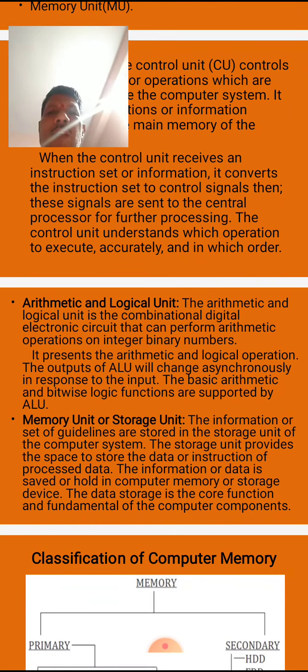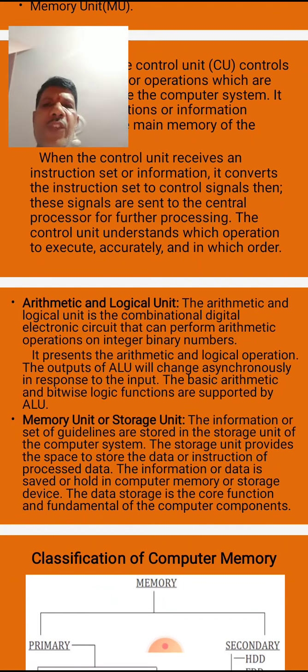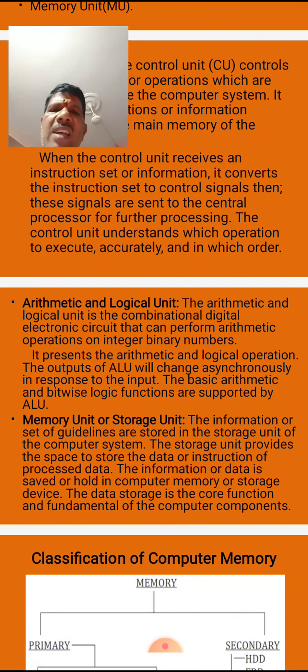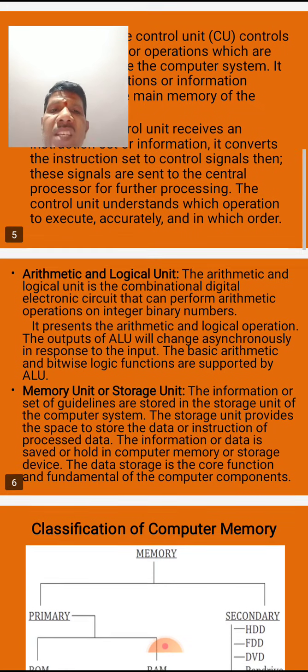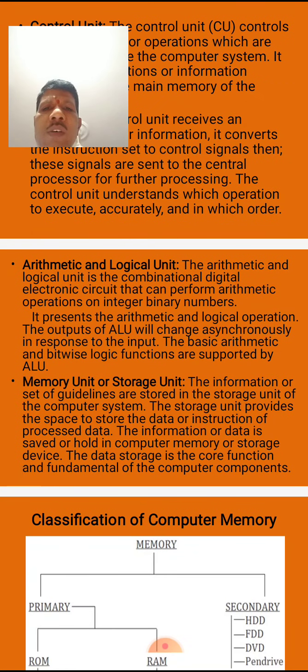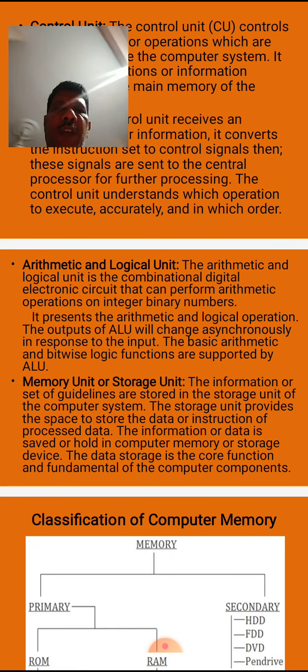The information or set of guidelines are stored in the storage unit of the computer system. The storage unit provides the space to store the data or instructions of processed data. The information or data is saved or held in computer memory or storage device. The storage device is the core function and a fundamental computer component.